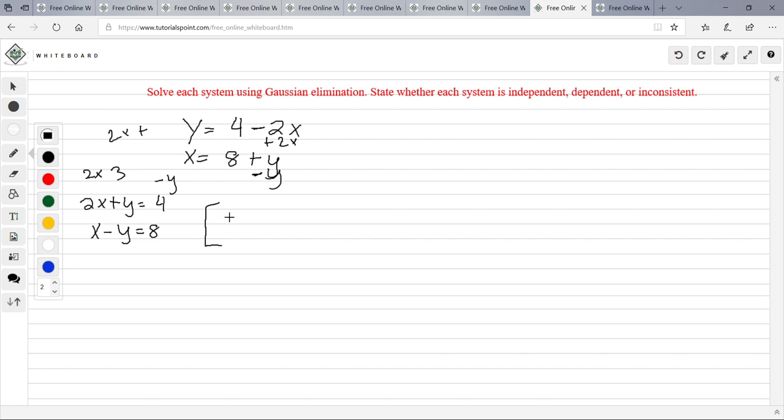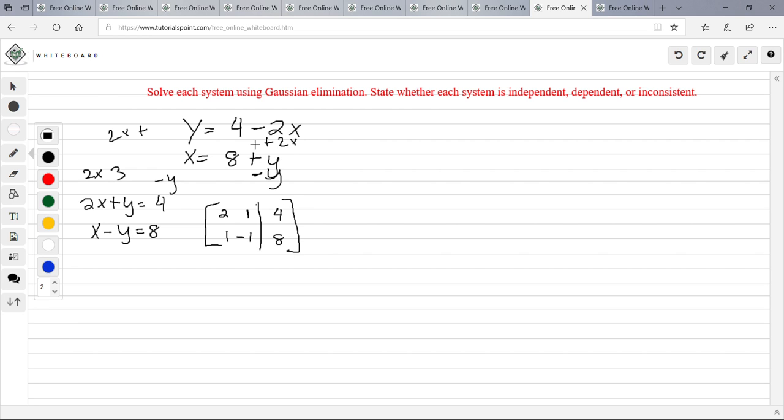So in matrix form, we just put the coefficients. So here's a 2, here's a 1, and then the solid line means equal. So this is going to be 4, and then this is going to be a 1, minus 1, right? Because these are all coefficients of 1. So we have our augmented matrix.